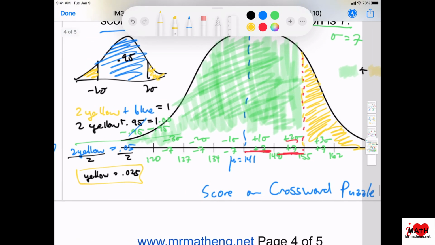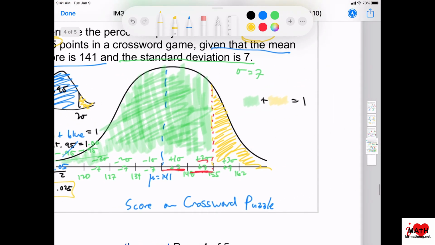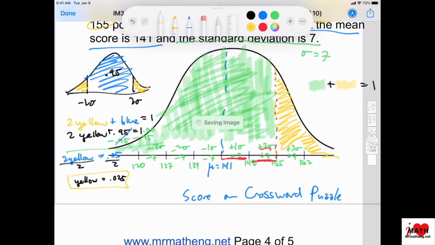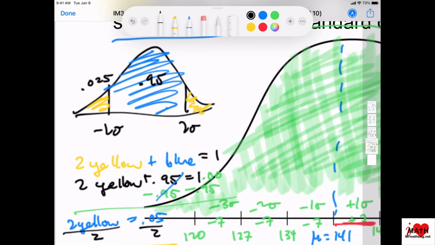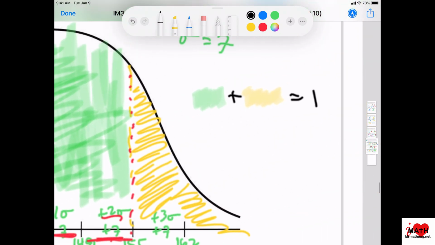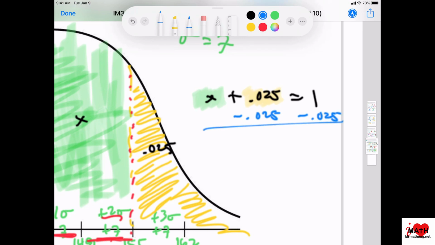Okay, so let's use that information for this one over here. We just said that one yellow region was 0.025 each, right? Because if you add those together, you will get 1, so 0.025. So the question is, how much is the green region? You can call it X. So we just subtract. So X equals 0.975.